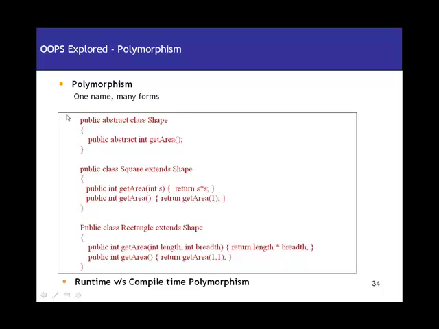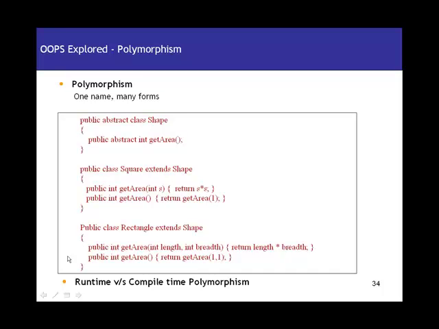Okay. I'm going to take the same example here. I've got this class called shape. This is an abstract class, and it has got an abstract method called getArea, right? And I have two other classes as well, square and rectangle, which are nothing but subclasses of the class shape, and they also have an implementation of the getArea method.